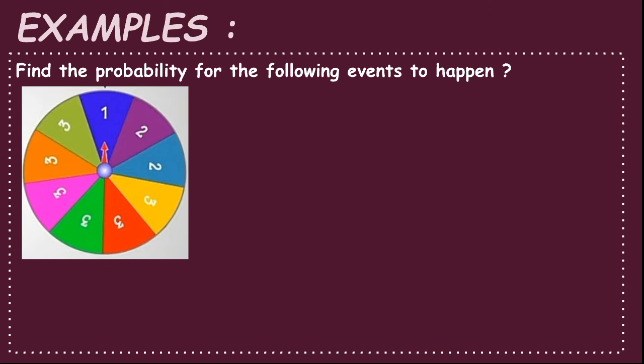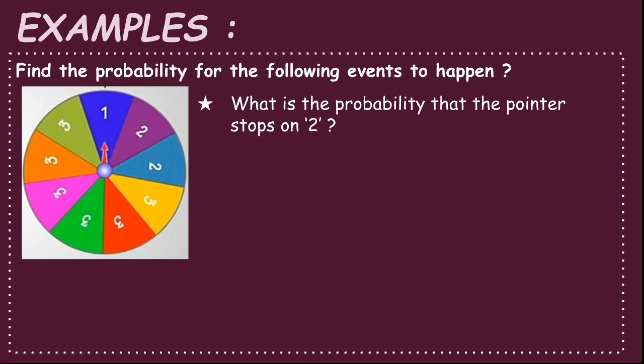So out of these 9 sectors, we can choose any one sector. That may be only one sector of 1, or 2 sectors of 2, or out of 6 sectors we can choose any one sector of 3. So, what is the probability that the pointer stops on 2? Let us think that the spinner is being spun. And what is the probability that the pointer stops on 2?